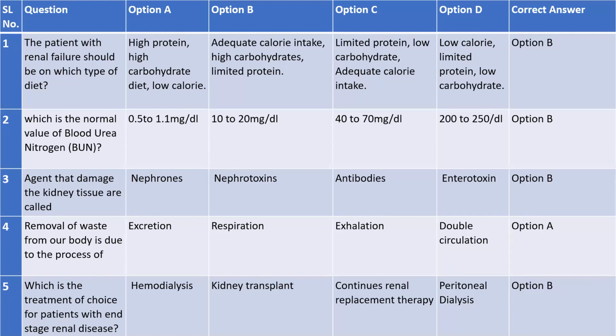What is the treatment of choice for patients with end-stage renal disease? I explained this yesterday. What is the other name of end-stage renal disease? Just say the answer: chronic renal failure. Chronic renal disease. Yes, that is the other name of chronic renal disease.